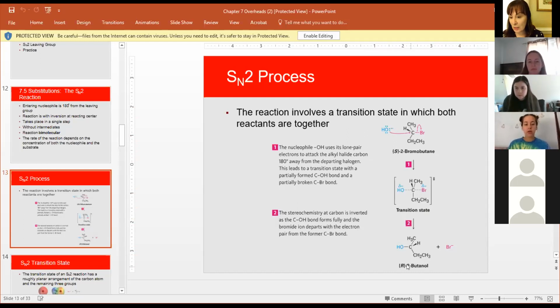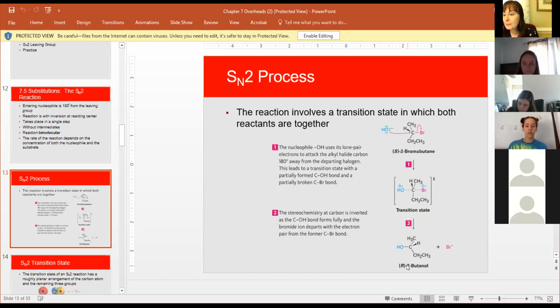It switched from S to R, which is the most important characteristic of this reaction, okay? In the SN2 reaction, if you start with S, you're going to end up with R. And if you start with R, you're going to end up with S every time. That's called inversion of the configuration, okay?